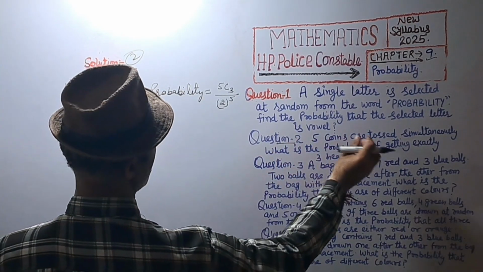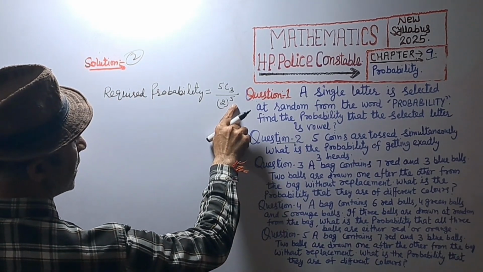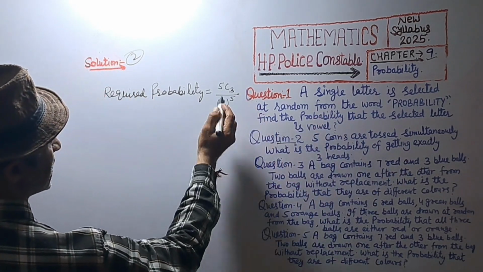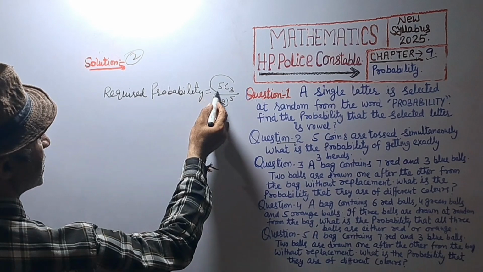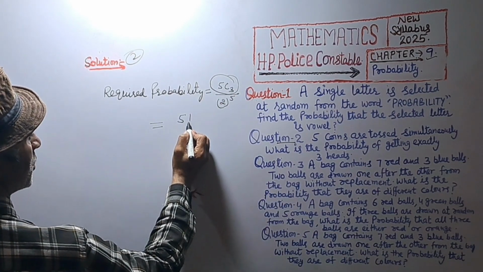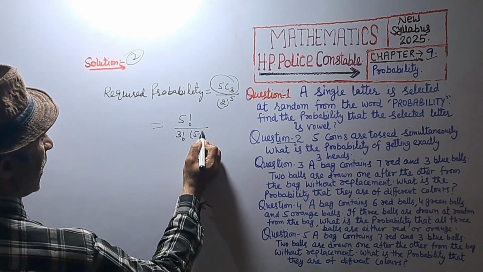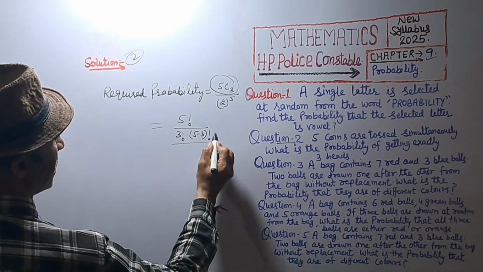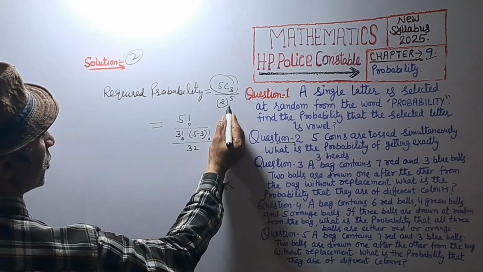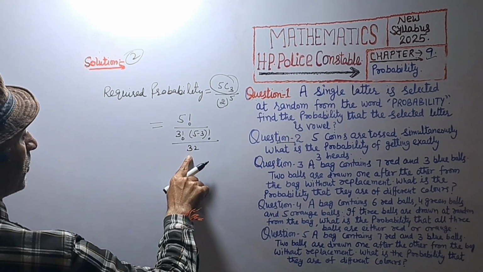5 coins are tossed. Total number equal to 2 raised to power 5. And what is the probability of getting exactly 3 heads? That is combination 5C3 upon 2 raised to power 5. 5C3 is equal to 5 factorial upon 3 factorial into 5 minus 3 factorial, divided by 2 raised to power 5 is 32. 2 into 2 into 2 into 2 into 2, that is equal to 32.